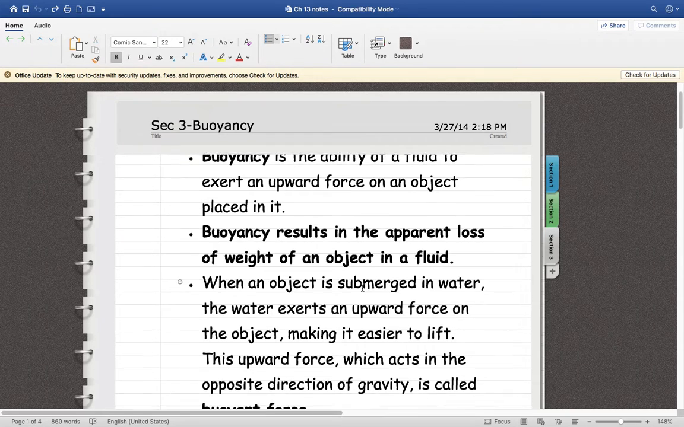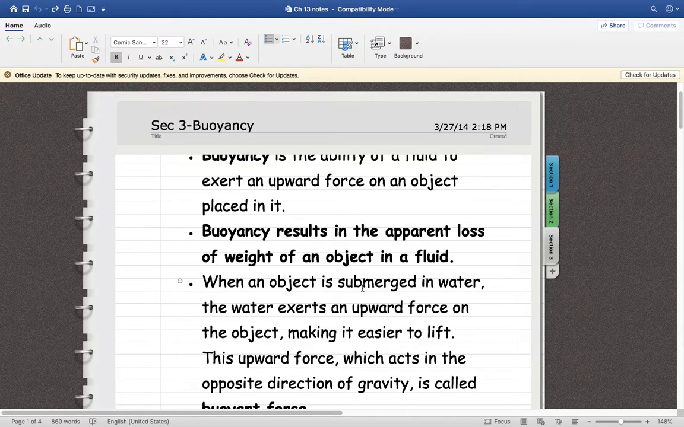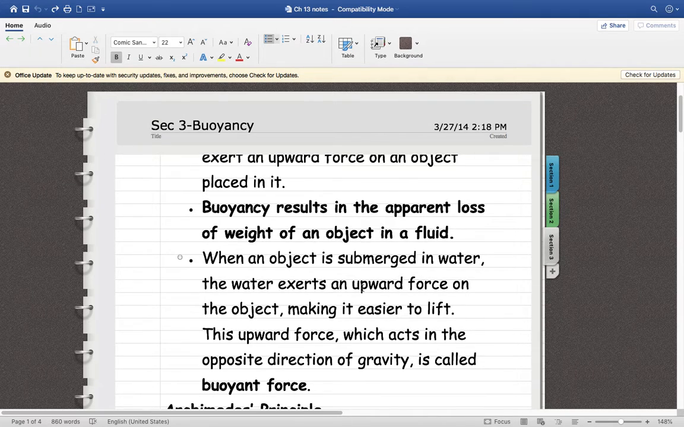When an object is submerged in water, the water exerts an upward force on the object, making it easier to lift because it feels like it has less weight, right? This upward force, which acts in the opposite direction of gravity, is called buoyant force. Did you ever put a ball underneath the water and then let go? The ball goes shooting out, right? You've got to be careful because your face is right there. It hits your nose or makes you bite your tongue. I've done that a couple times. All right, so basically, gravity pushes down on things, but buoyant force pushes up on them if you're in water or basically a fluid, okay?